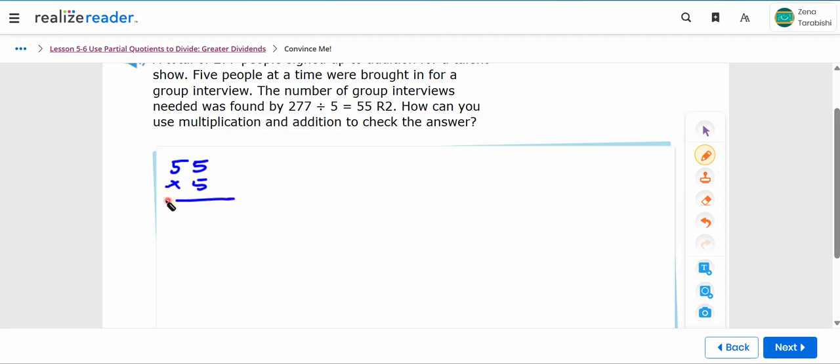If you do 5 times 5, you'll get 25. With 2 above, 5 times 50 becomes 250 plus 20 more becomes 270. So you have 275. And don't forget, we have to add the remainder, which is 2. So plus 2, and that equals 277. So the remainder is always added on.